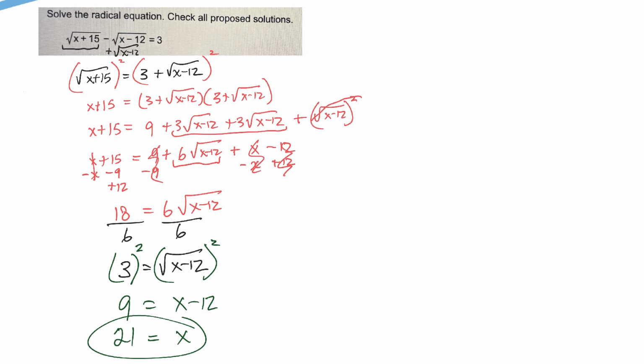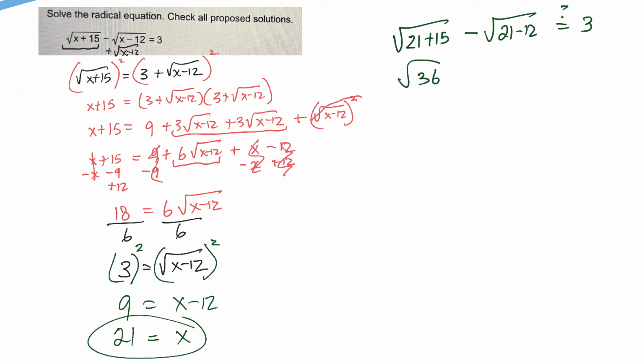And if we wanted to check that, root 21 plus 15 minus root 21 minus 12, is that equal to 3? 21 plus 15 is 36. 21 minus 12 is 9. Square root of 36 is 6. Square root of 9 is 3. And 6 take away 3 does come out to 3. So it means my answer of 21 should be correct.